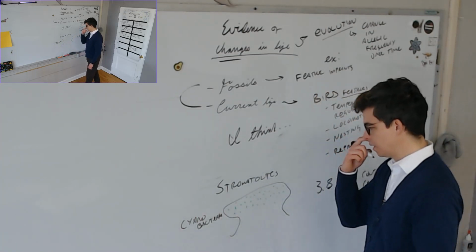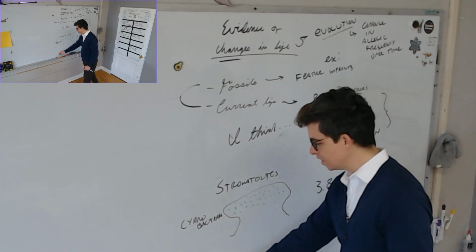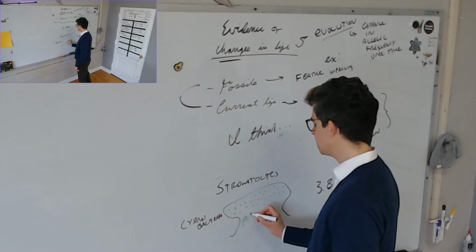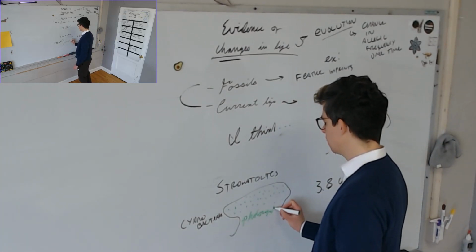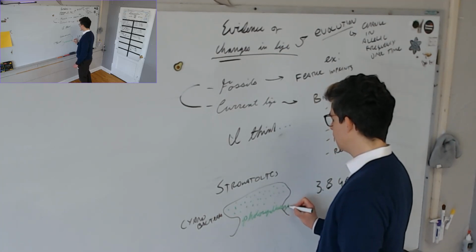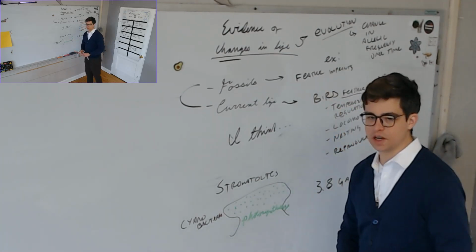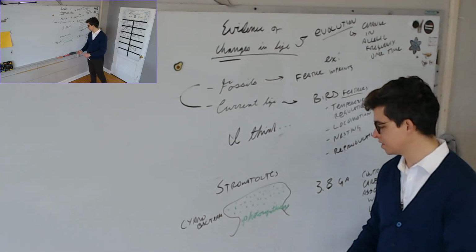Bacteria. And what can these little guys do? Photosynthesize. Produce oxygen. And remember, we associate these with the great oxygenation event. The byproduct of photosynthesis is oxygen.